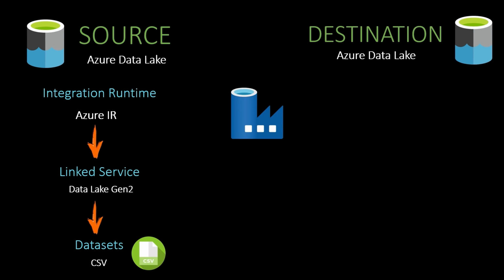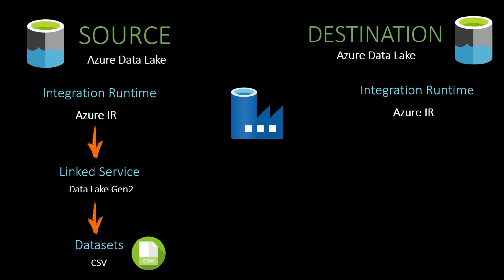To perform the copy activity, the Azure Data Factory should also connect to the destination data source to make this copy activity possible. So we need to do the same set of things that we did for the source data lake, like setting up the integration runtime, linked service, and the dataset in the destination Azure Data Lake as well. As seen before, the first step would be choosing the right integration runtime. Since the destination is also the Azure Data Lake, we'll be going with the Azure integration runtime.